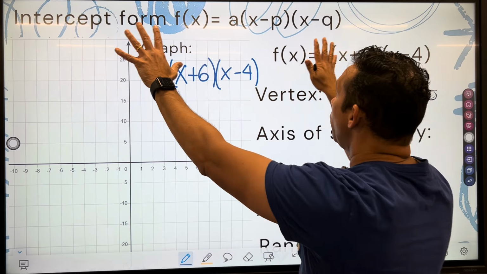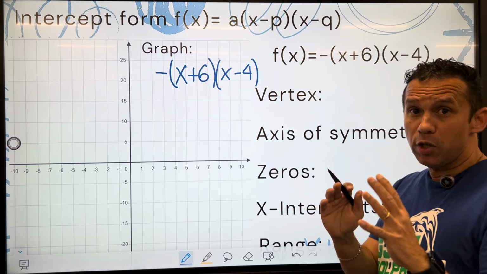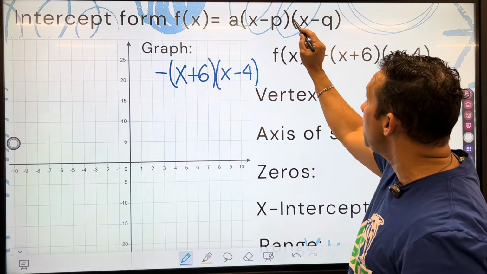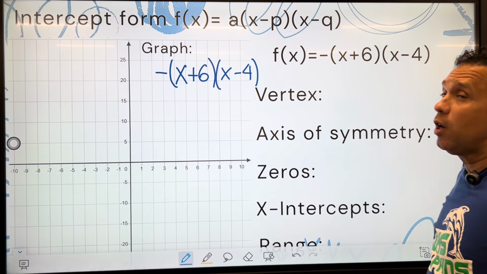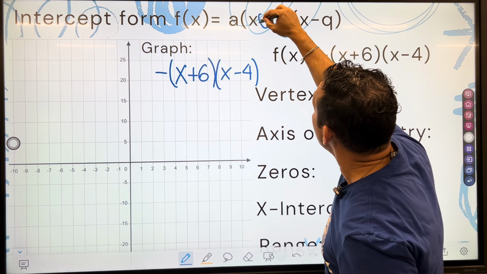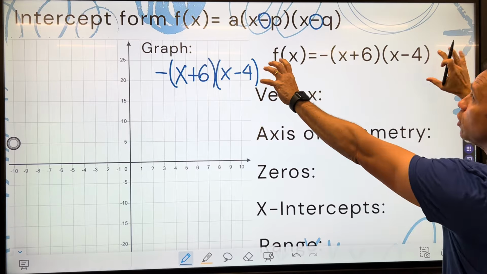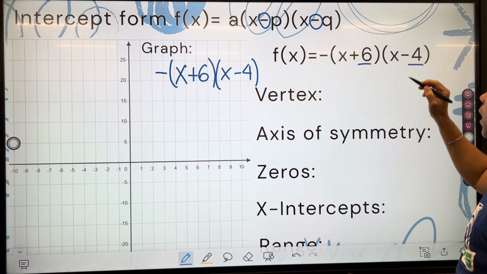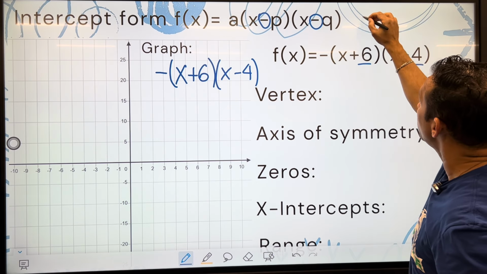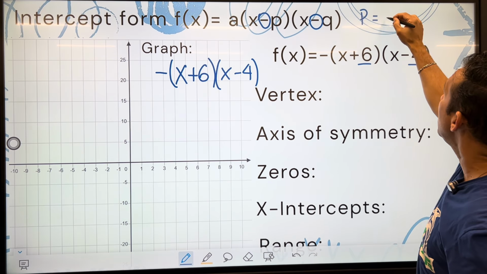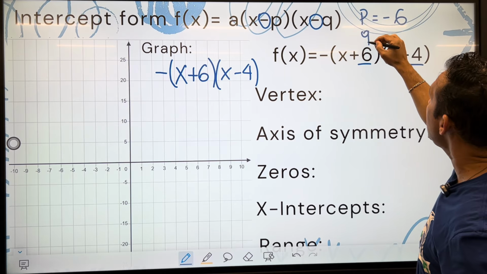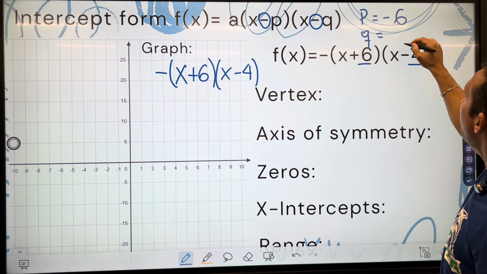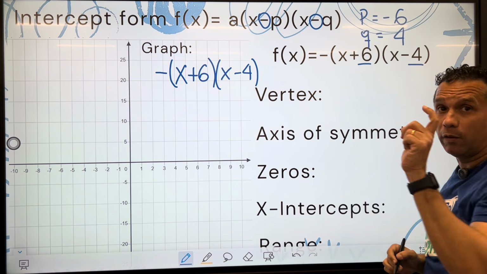Okay, intercept form, a new type. First thing we need to know is we need to find P and Q, and we have to notice this negative sign. So when I look at the function in the intercept form, P, Q, however, with opposite sign. So the P is actually -6. Q is actually 4 because of this minus in the formula.